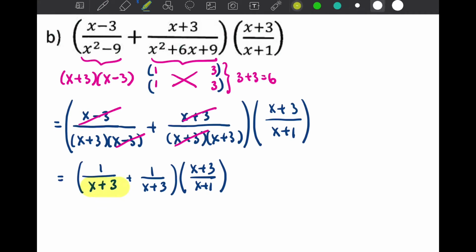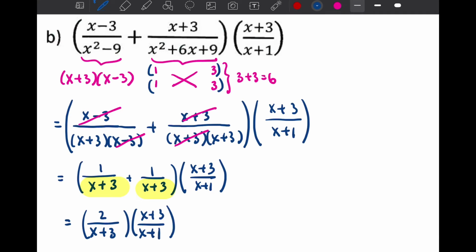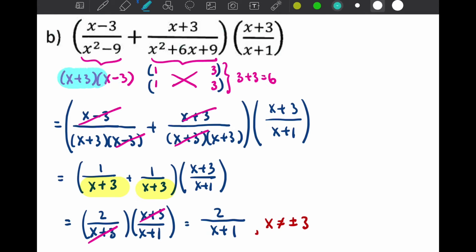And then I see a common denominator, so I can combine the numerators together. We will end up with 2 over x plus 3 times x plus 3 all over x plus 1. And then we can cancel the x plus 3, and we're left with 2 over x plus 1. Before we move on, we do need to state the non-permissible values. So x cannot equal plus or minus 3 from this. So x cannot equal negative 1, and this comes from here.